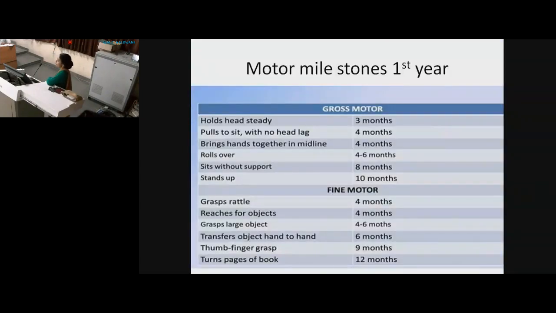So these are the motor milestones in the first year. I'm going to discuss the first year separately because there are so many milestones that we tend to get a little mixed up, and then from 2 to 5 years we are going to discuss.